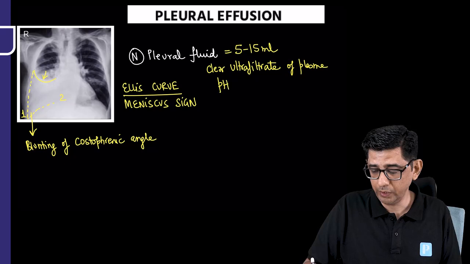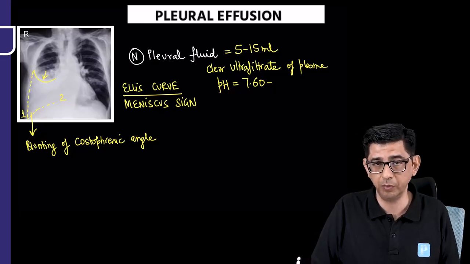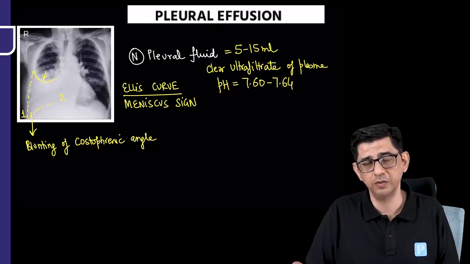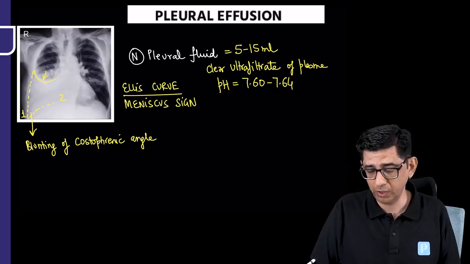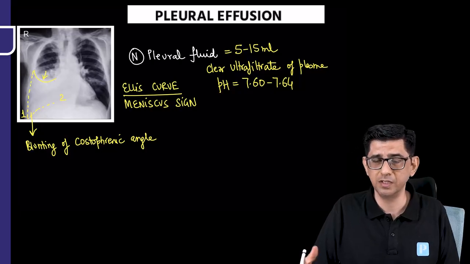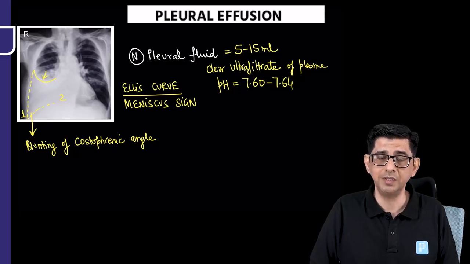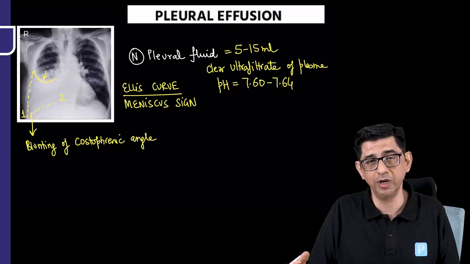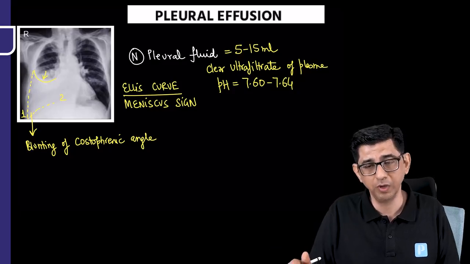Then when we evaluate the pH of the pleural fluid, you know that in the blood the pH would be 7.35 to 7.45. But when it comes to the pleural fluid, the pH usually is in the range of 7.60 to 7.64. Why it's important for you to know this: if there is an acidic pH given here, like 7.3 or 7.4, which is lesser than the values that I've told you, then an acidic pH of pleural fluid favors the possibility of an exudate. That's going to be an inflammatory fluid accumulation in the pleural cavity.